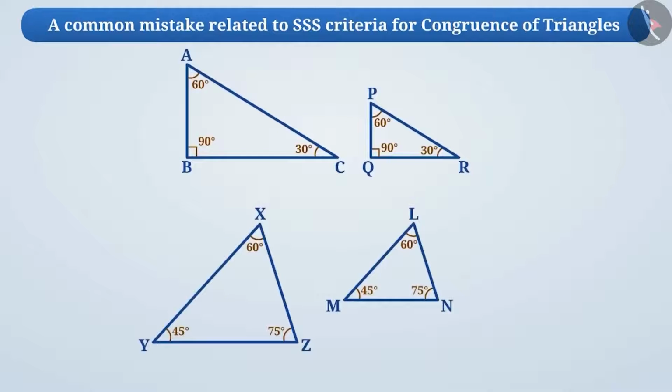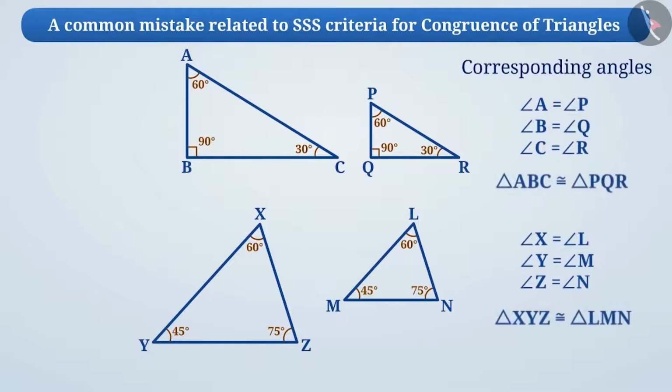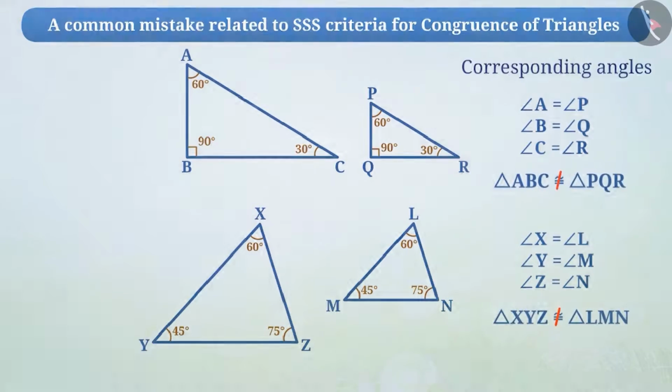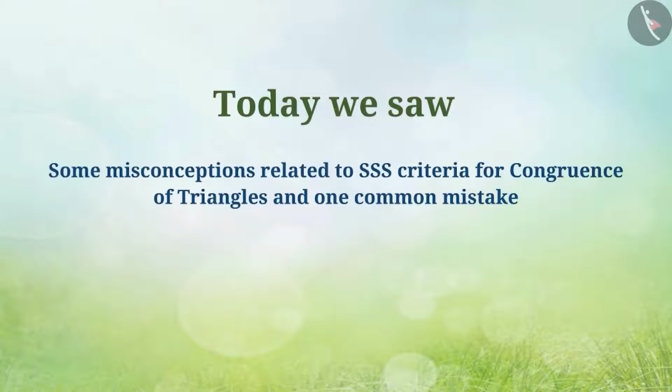Similarly, by looking at these pairs of triangles, you will be able to find out that even if the corresponding angles are equal, they are not congruent. Today we saw some misconceptions and a common mistake related to the SSS criteria for the congruence of triangles.